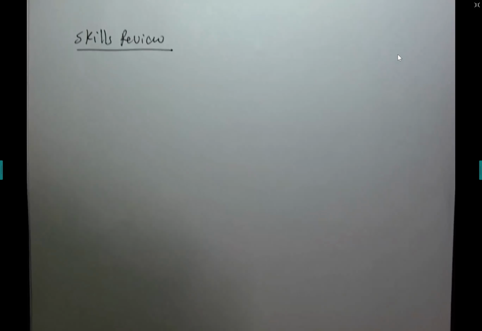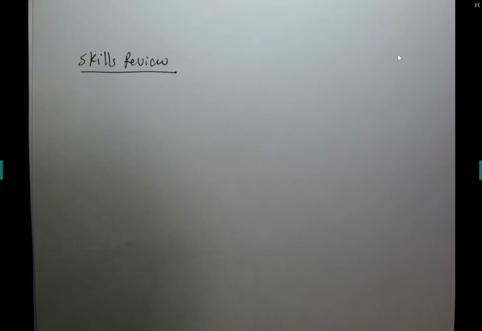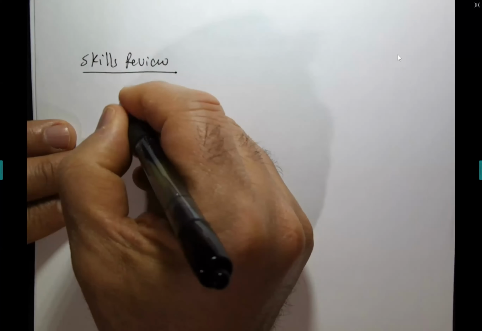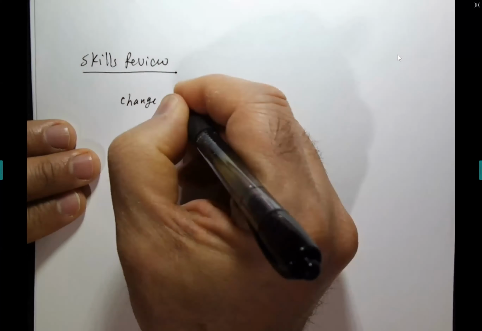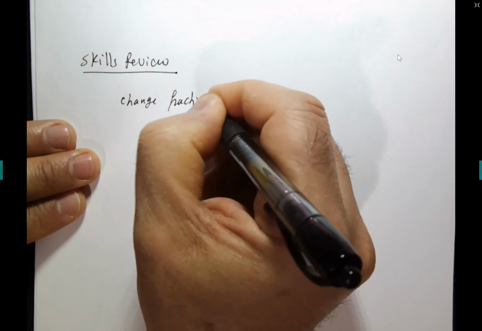But before I start this chapter, let me tell you what kind of algebra you need in order to be successful in this chapter. Very basic algebra. You need, first of all, a skills review. Skills review for this chapter, guys. You need to learn how to change fractions to decimals, which should be very easy.